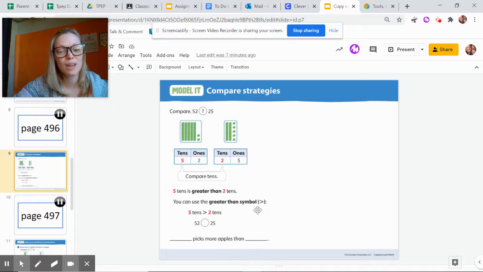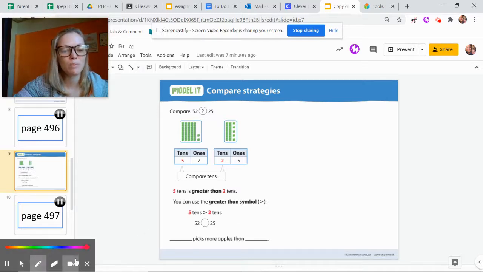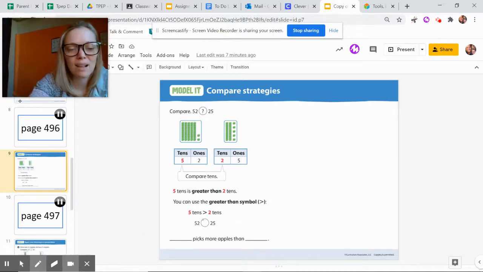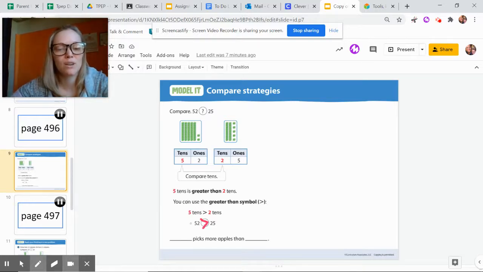You can use the greater than symbol, that alligator mouth. So 5 tens is greater than, that alligator mouth is going to eat the bigger number, 5 tens, 2 tens. So go ahead with your pencil, draw in that alligator mouth now. 52 is greater than 25. And remember, my alligator mouth is going to eat that 52 because it's hungry. So the mouth will be open with the 52.